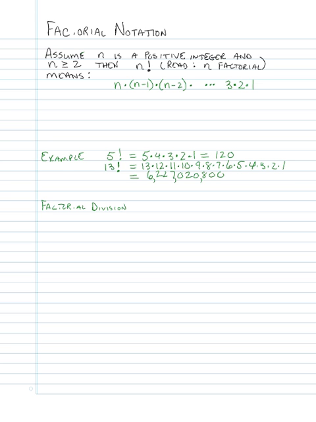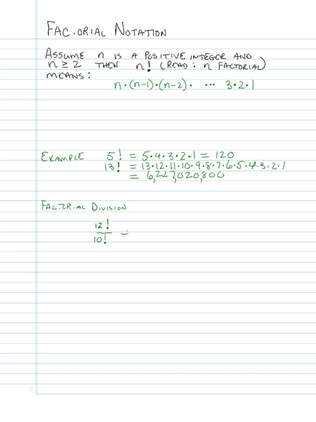Now, we saw that 13 factorial is a huge number, 6 billion something. So what would happen if we were asked to calculate, and let's even make it more challenging, what 12 factorial divided by 10 factorial is, but we can't use our calculator? Oh, well, it looks like it would be difficult.